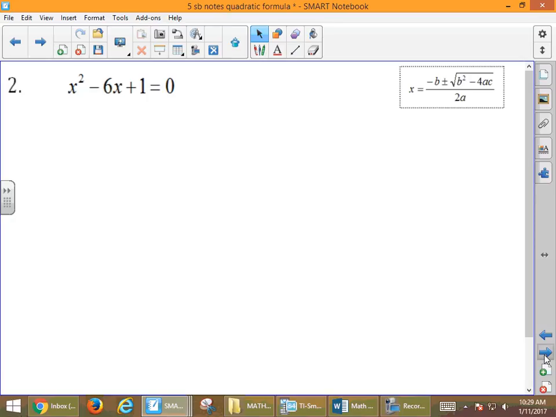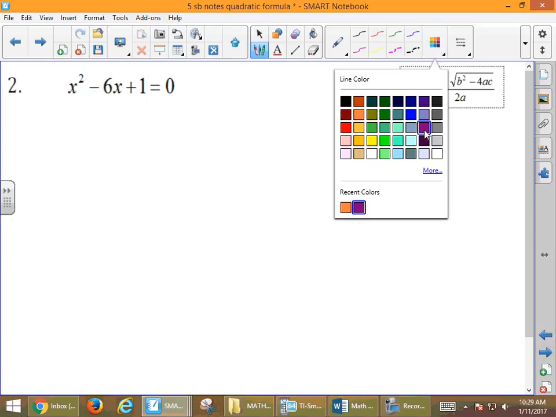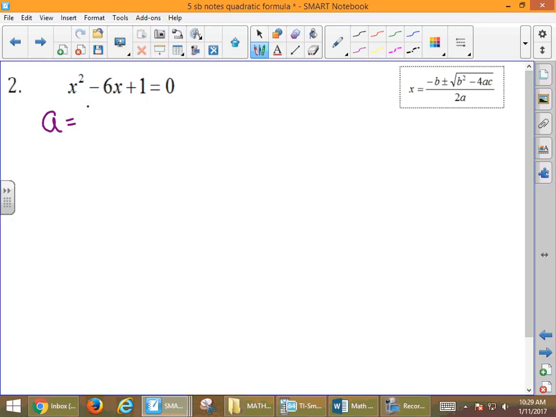So as we look at problem number 2, the difference compared to number 1 is that the equation's already set equal to 0. And we can identify what A equals, what B equals, and what C equals. So when we look at this here, A is 1. It's the number in front of the x squared term. B is -6, the number in front of the x term. C is the constant. And we're going to fill those values into our quadratic formula.